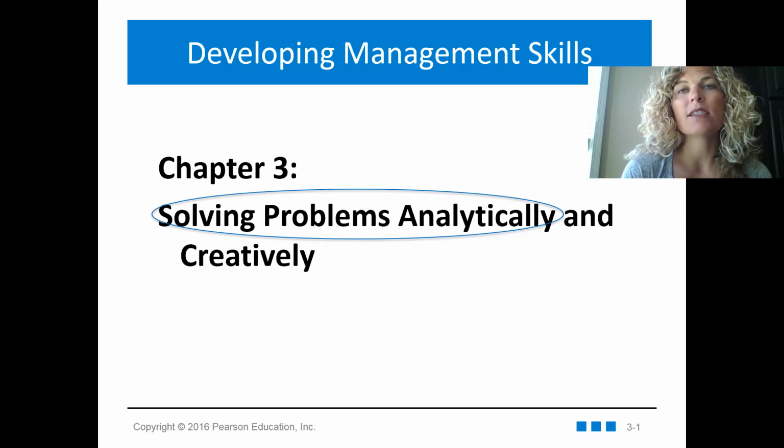The creative process is just going to insert some different techniques to try to help us define the problem maybe a little more creatively and come up with more creative solutions.